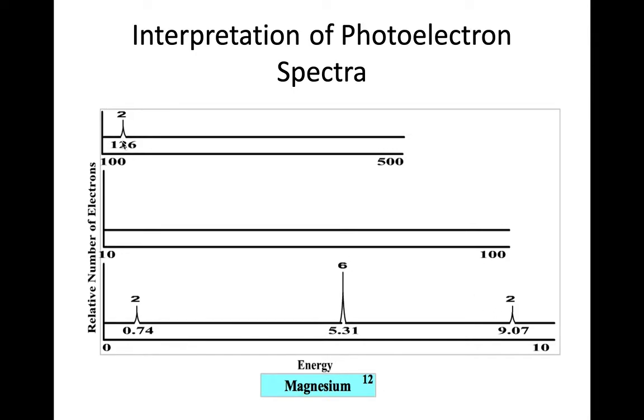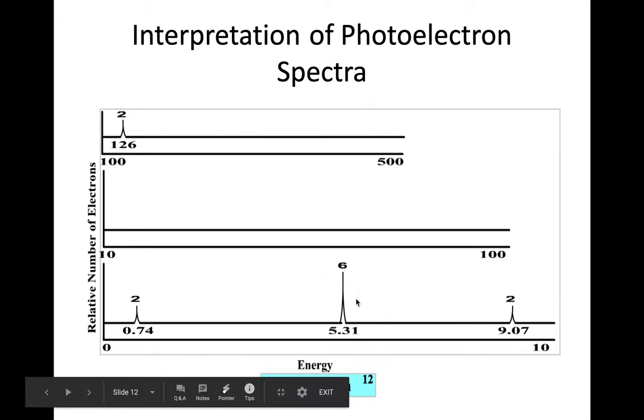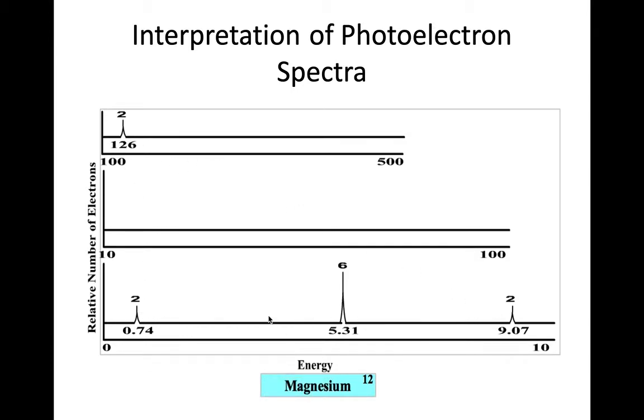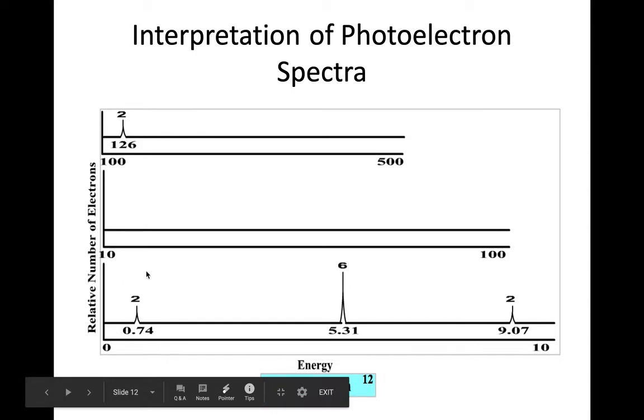And as we go from 100 to 10 to 5 to maybe 1 or 2 on our energy scale, as we go down in energy, we're getting farther away from the nucleus, right? It takes less energy to cause this electron to be ejected because it's all the way on the outside.